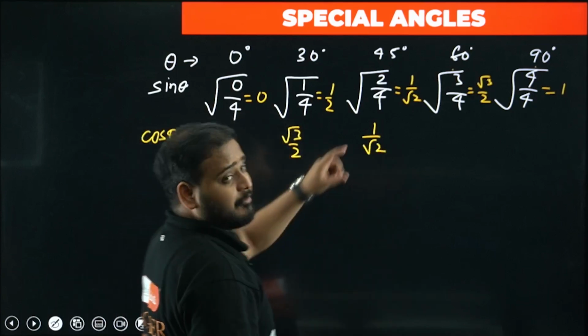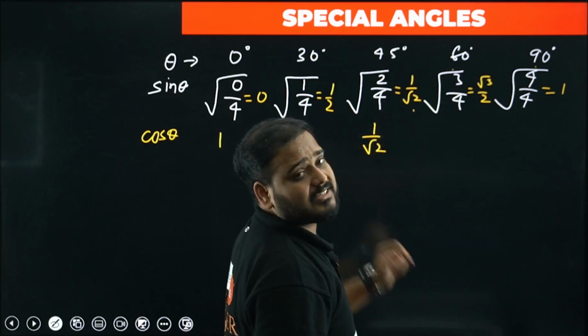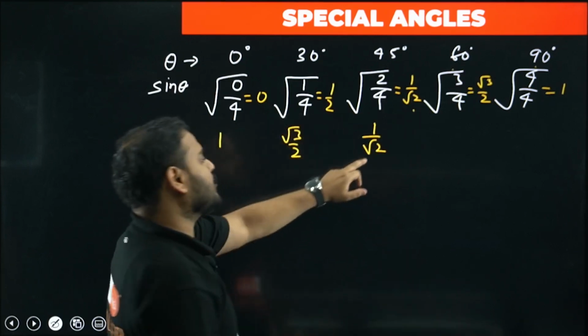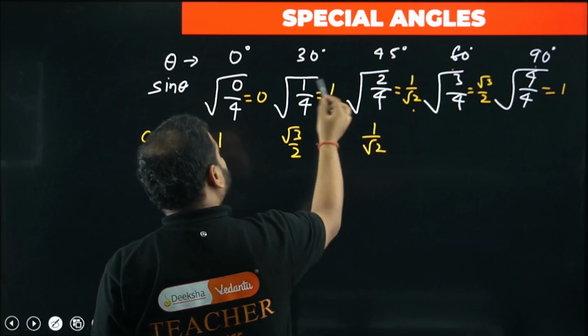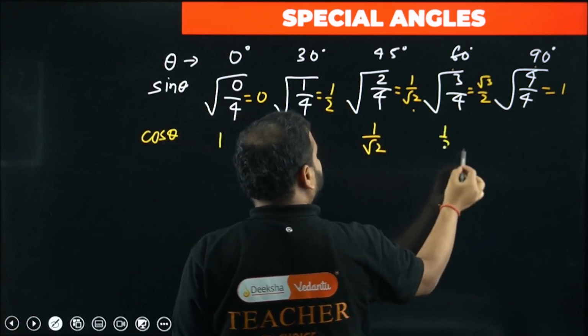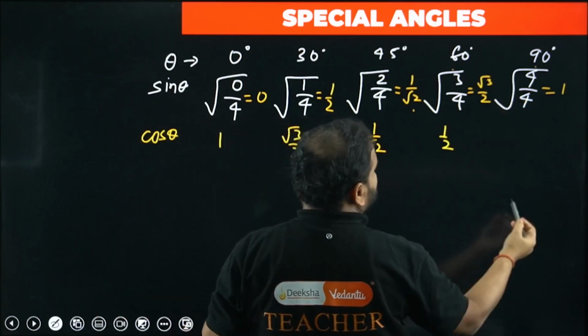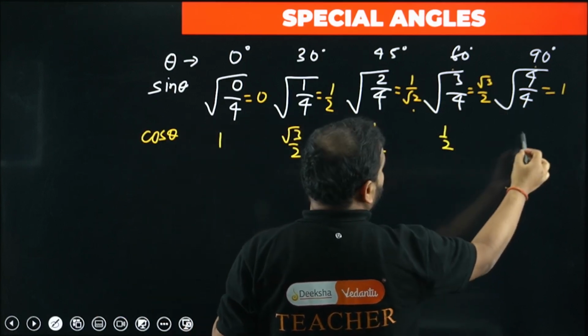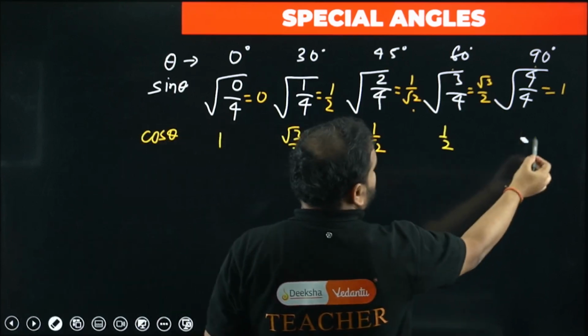I hope you get it. 45 degrees is complementary with 45 degrees only. At 45 degrees, sine is 1 by root 2, so cos will also be 1 by root 2. For 60 with 30 again, whatever is for sine 30 will become the value for cos 60. Sine 0 will become cos 90, which will be 1. Sorry, not 1. It's 0.